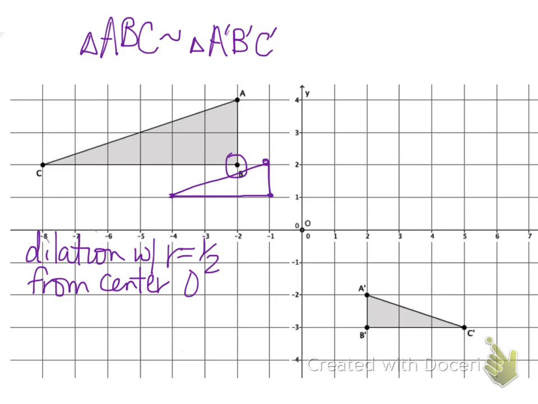Okay, so I can see with a dilation with scale factor 1/2 from center O, I now have a new triangle, and I can name it. I could name this A double prime, this would be B double prime and C double prime. Now I need to define my congruence that's going to take this double prime triangle exactly onto this one down here.